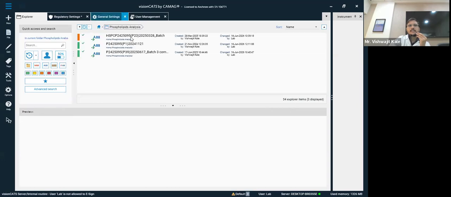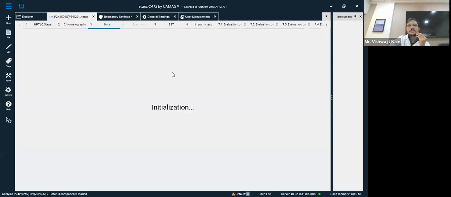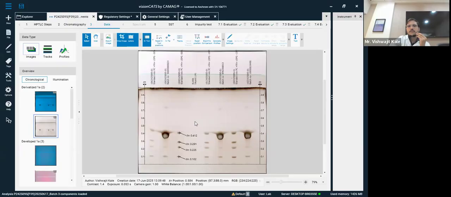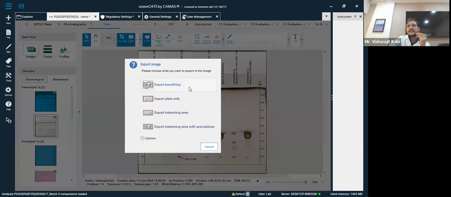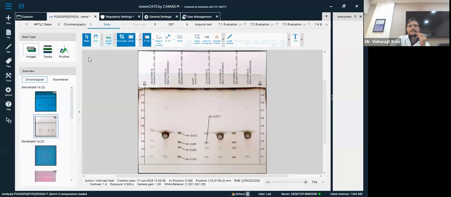I'll show you one another example. These are three files I have exported. Here we did actual batch analysis. Total three samples we have applied on a single plate, and we detected only two impurities here. I can put automatic RF values here on the photo documented image of the analysis plate, and I can find out the RF value of separated band easily by using this software, and I can export this image in HD, full HD mode, and save anywhere on our PC.